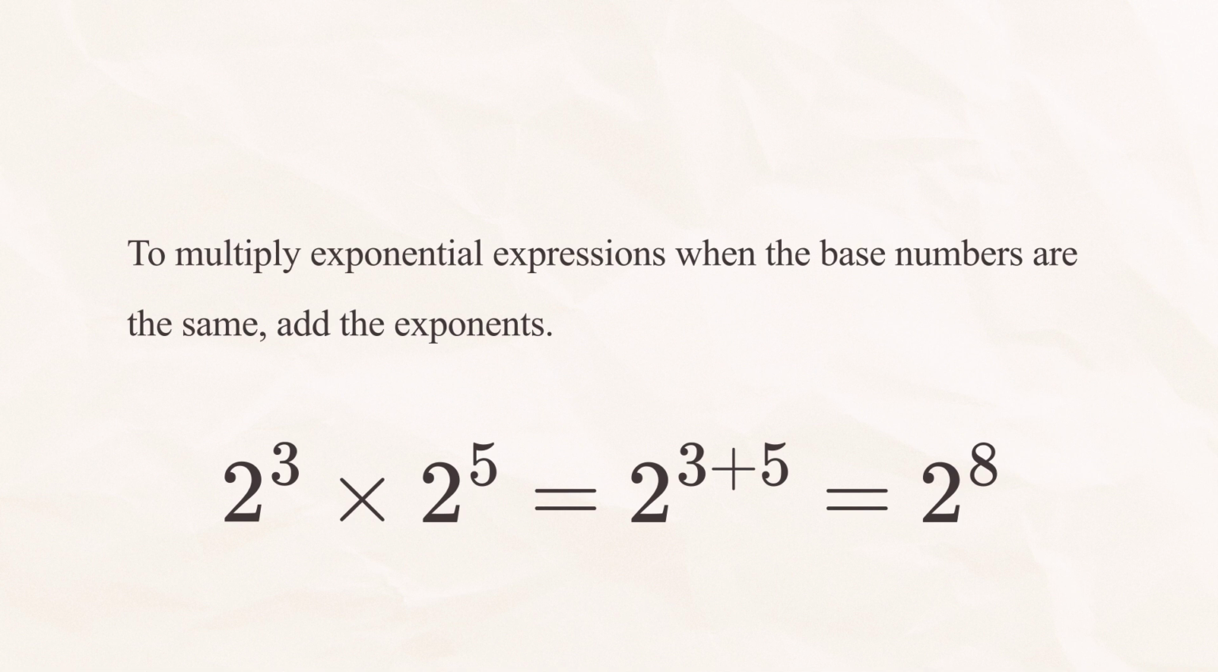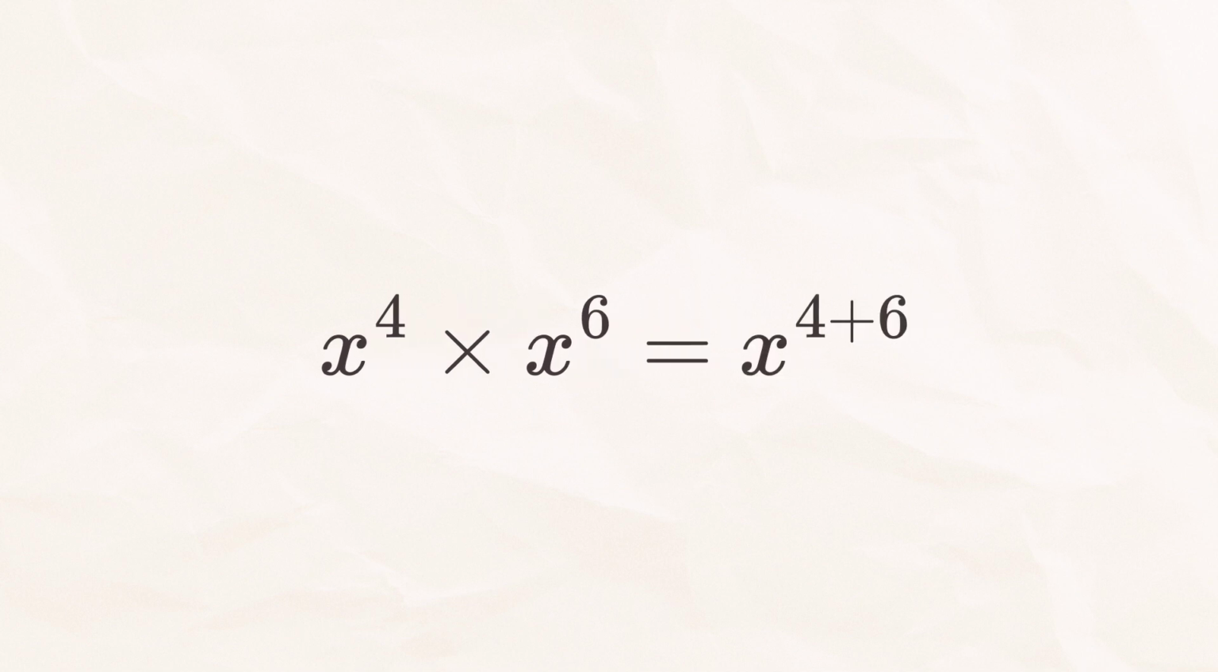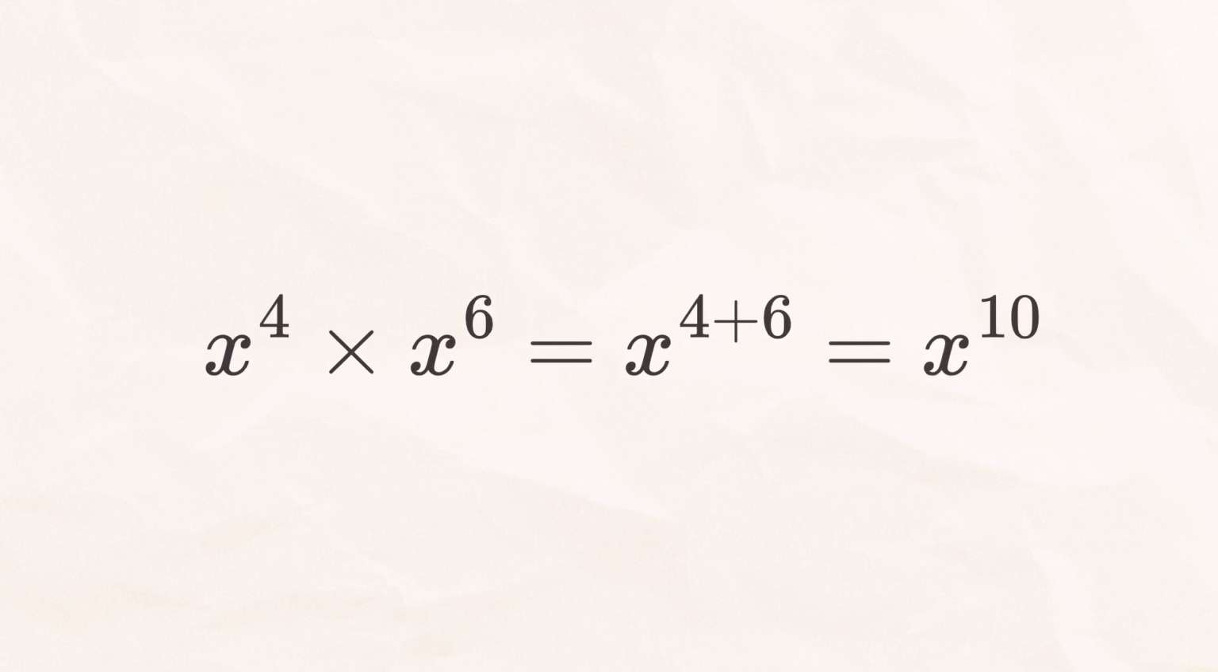That's pretty easy, right? But what if we didn't know the base number? What if we had an expression like this? In this expression, the base is a variable. Now these bases are the same variable, so we can simplify this using the same rule. So let's simplify this expression by just adding the exponents. x to the fourth times x to the sixth equals x to the 10th.